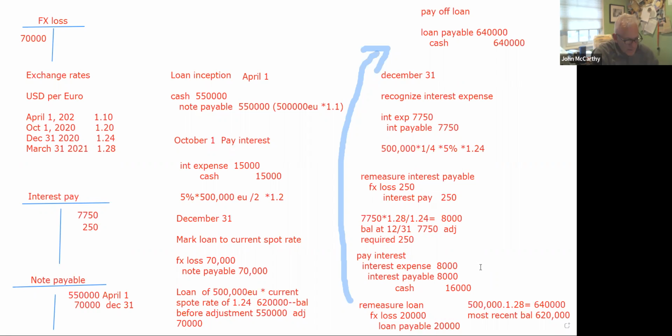Okay, so let me calculate this here for you. It's the 6 months of interest. So the balance is 500,000 euros. The interest rate is still 5%, which is 0.05. It's for 6 months, so we're going to divide that by 2, okay? And then we multiply all that by 1.28, and that gives us the $16,000 that we have to pay. And so now I had adjusted this.